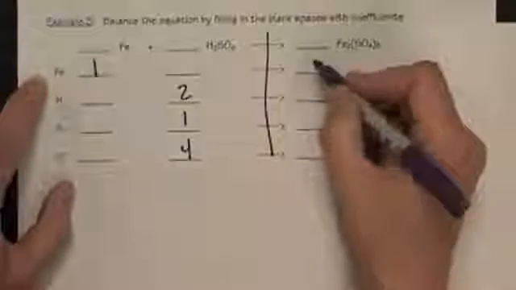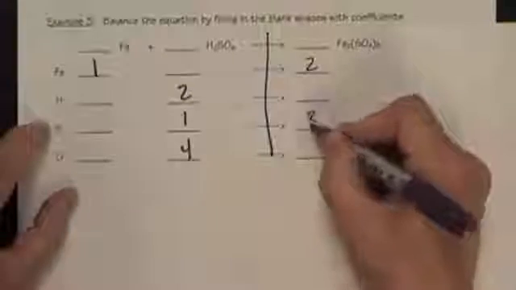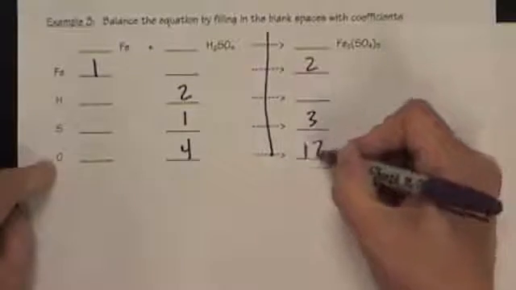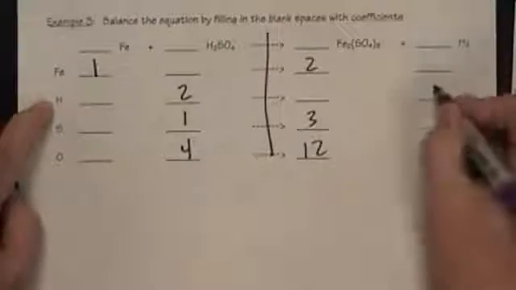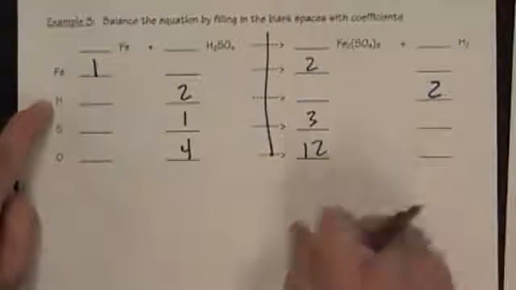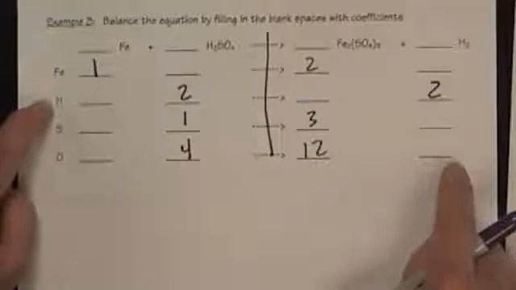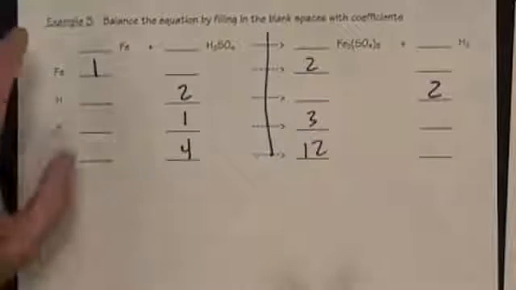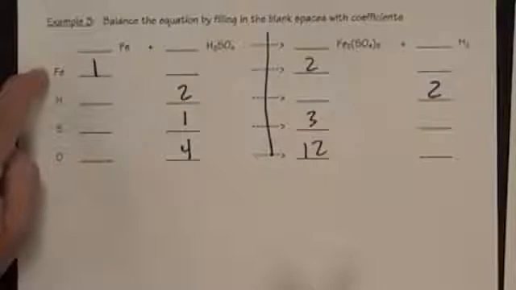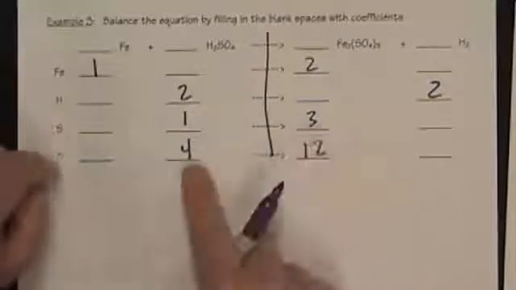Here in this formula I see 2 irons, I see 3 sulfurs, and I see 12 oxygens. And then the last substance I see 2 hydrogens. So all I'm doing right now is just going step by step through each substance. How many atoms of each element do I see before I try to balance this thing? Now I see that on the reactant side I've got fewer atoms of everything. Fewer irons, well, I got the same number of hydrogens. Fewer sulfurs, fewer oxygens.